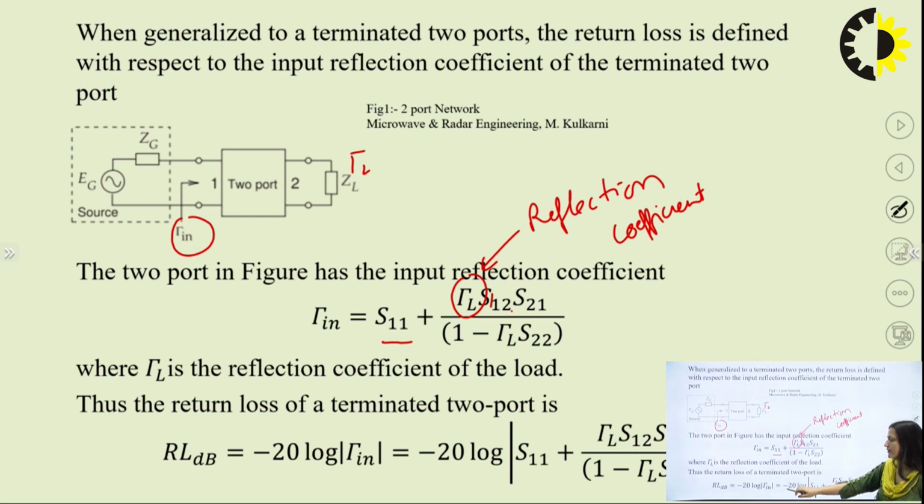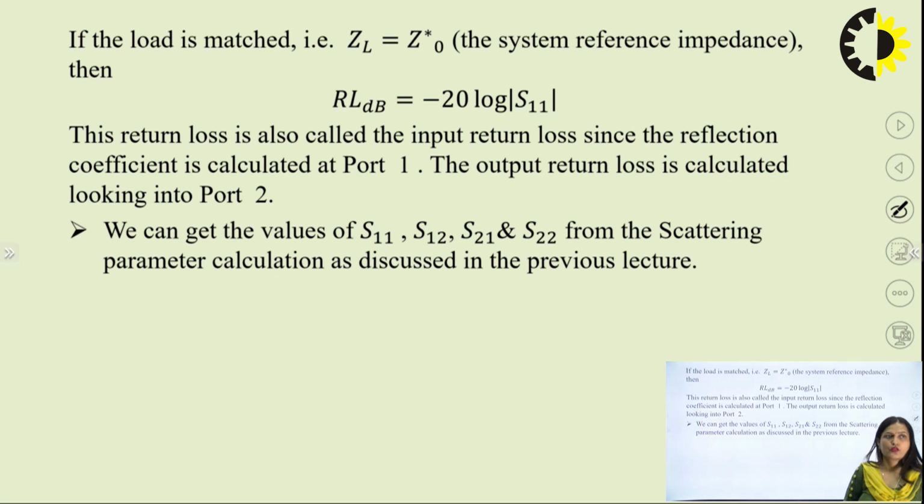So the complete formula will be minus 20 log of the modulus of S11 plus S12 S21 times the reflection coefficient of the load, divided by 1 minus S22 times the reflection coefficient of the load. If your load is matched, it means ZL is equal to Z naught. What is Z naught? That is the system reference impedance. It means the impedance at which you want to match the load.